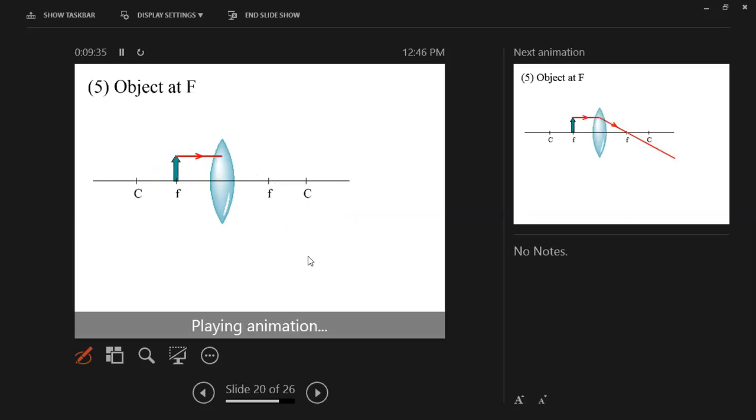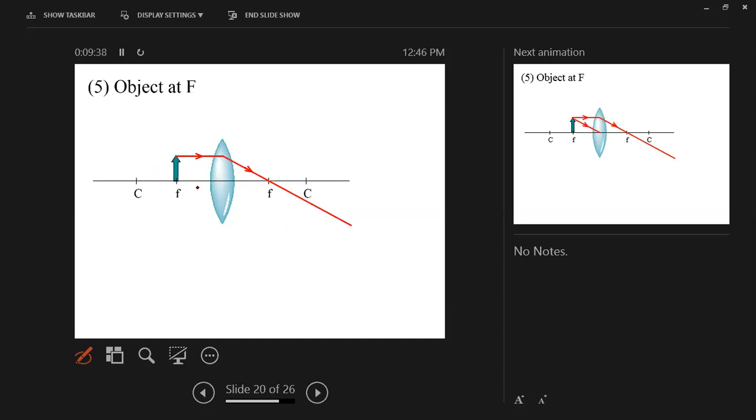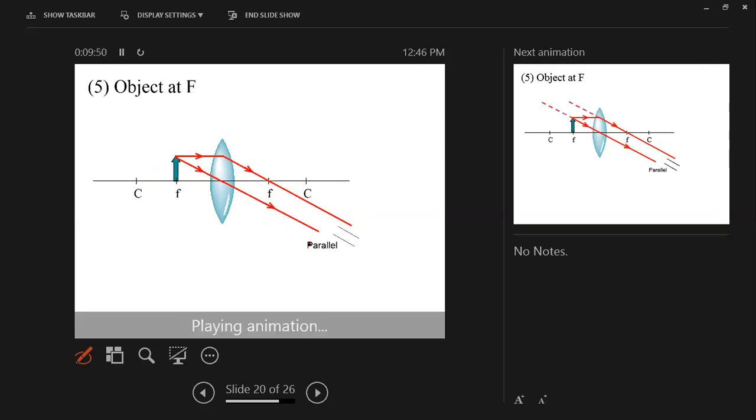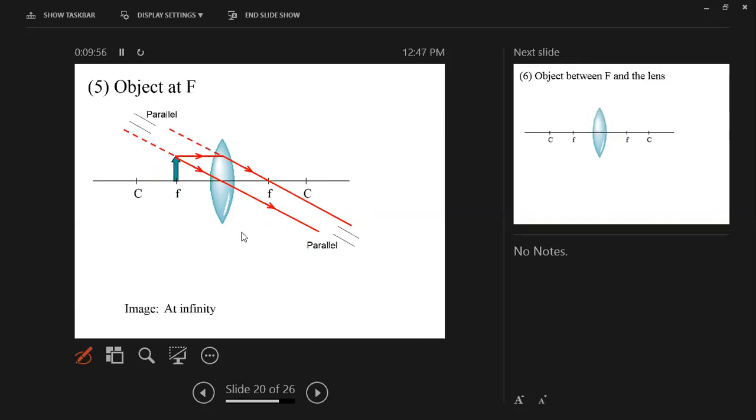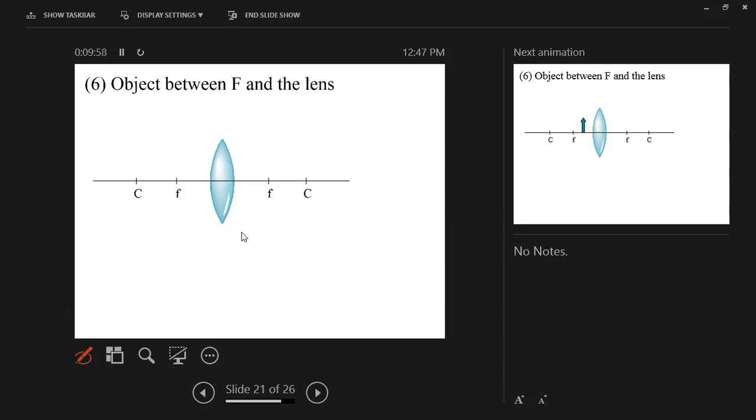When we send a parallel ray, it's going to be reflected over F, and then we're going to send a ray through the focal point. It's going to go straight. As you see, they are not going to merge. What does this mean? That means the image will be at the infinity. They are not going to merge, these two rays. So image will form at the infinity, and we cannot say anything about the characteristic of image because we are not going to see the image.